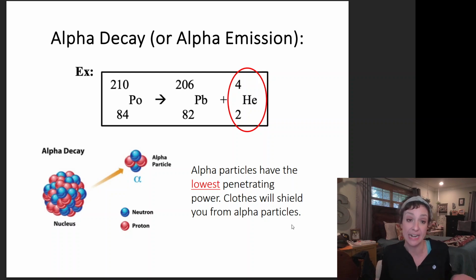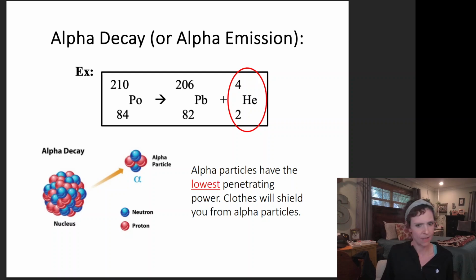If I wanted to look at an example of an alpha decay equation, it would look something like this. This guy turns into this guy because he spits out an alpha particle. The other product, besides the transmutation into lead-206, is a helium nucleus that is ejected from the atom.